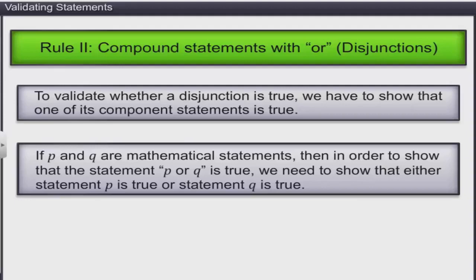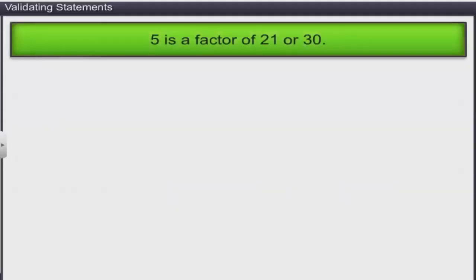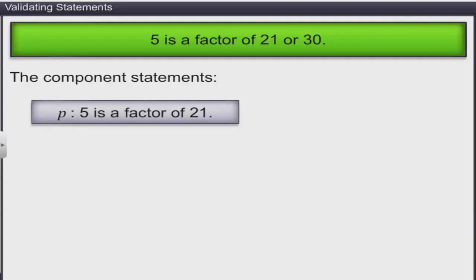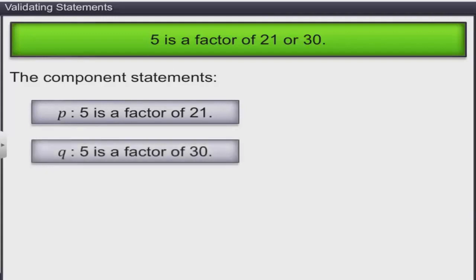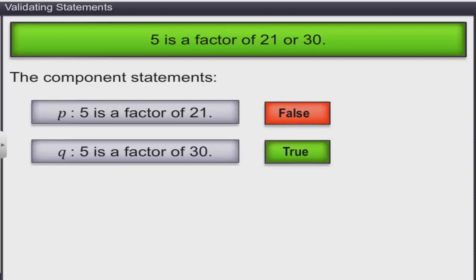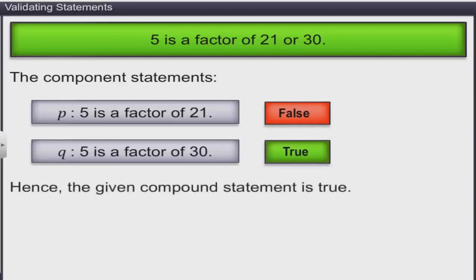Let's check the validity of the statement: 5 is a factor of 21 or 30. The component statements of the compound statement are: 5 is a factor of 21, 5 is a factor of 30. We know that statement P is false, while statement Q is true. Hence, it is validated that the given compound statement is true.